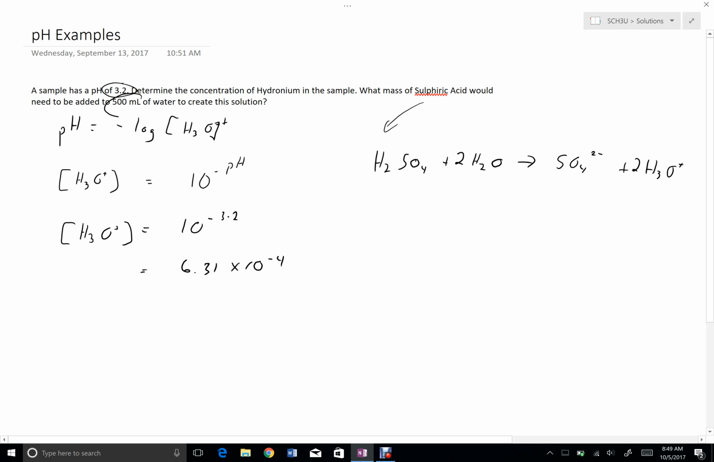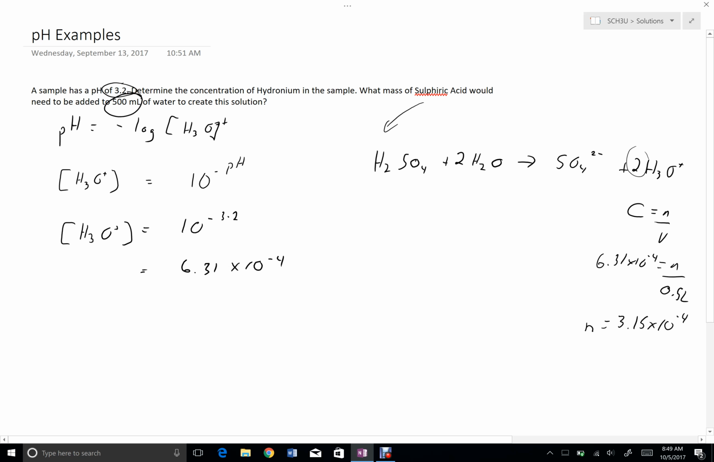I have a volume, 500 milliliters, so I can use C equals n over V here to get to an actual number of particles. 6.31 times 10 to the negative 4 equals n over my volume, which is 0.5 liters. Remember, this equation requires liters. So the actual moles of hydronium that I want to get is 3.15 times 10 to the negative 4.